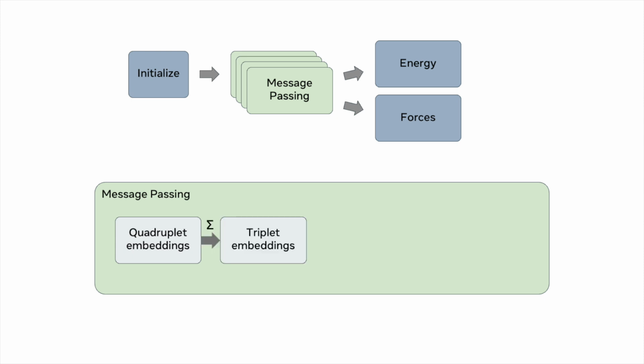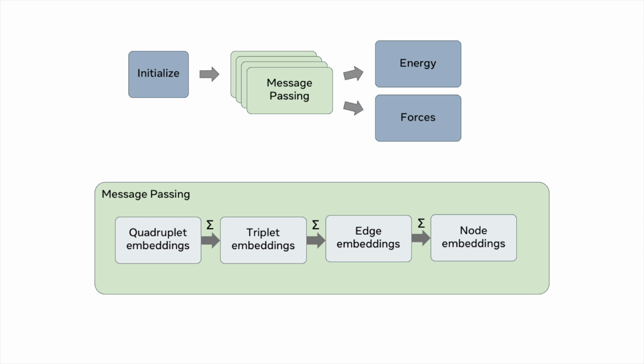Next, you compute the triplet embeddings using the angular information and the sum of the quadruplet embeddings for which the triplet is a subset. Next, the edge embeddings are computed using distance information and the sum of the embeddings from triplets from which the edge is a member. And finally, we compute the node embeddings using the edge embeddings that are connected to that node. And finally, all those embeddings are passed to the next layer to then iteratively update all of the embeddings at each update step.